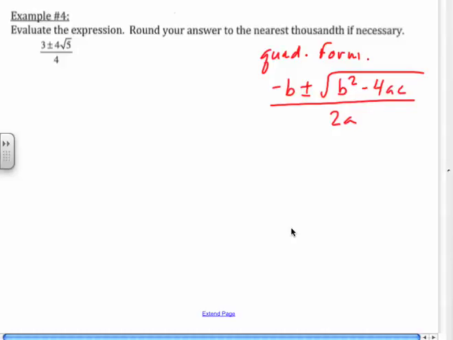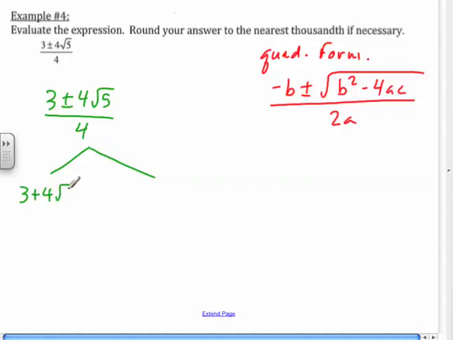But you're going to see that since it has 3 plus or minus 4 root 5 over 4, this is really two problems. It's 3 plus 4 root 5 over 4, and 3 minus 4 root 5 over 4. And I need to treat it that way.